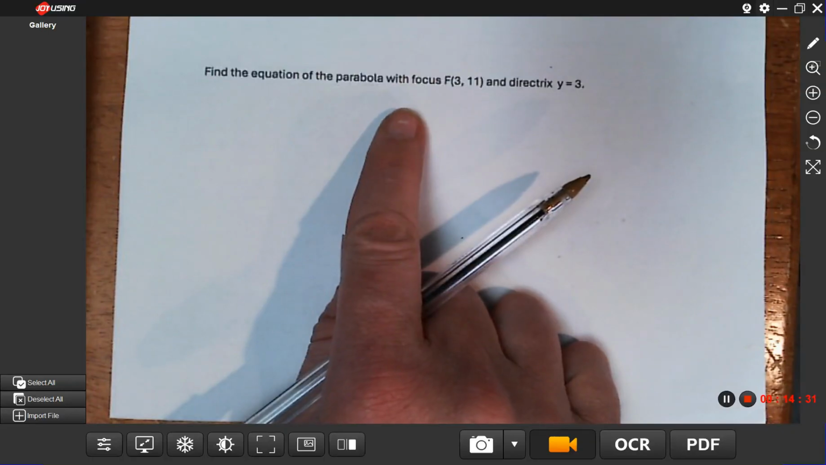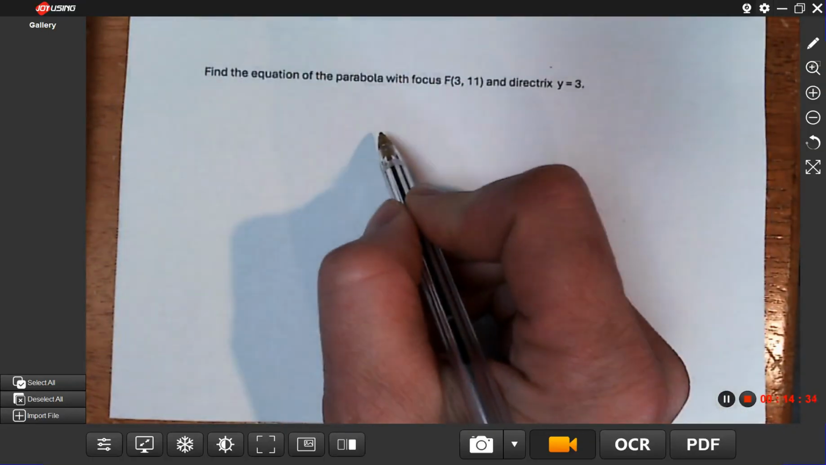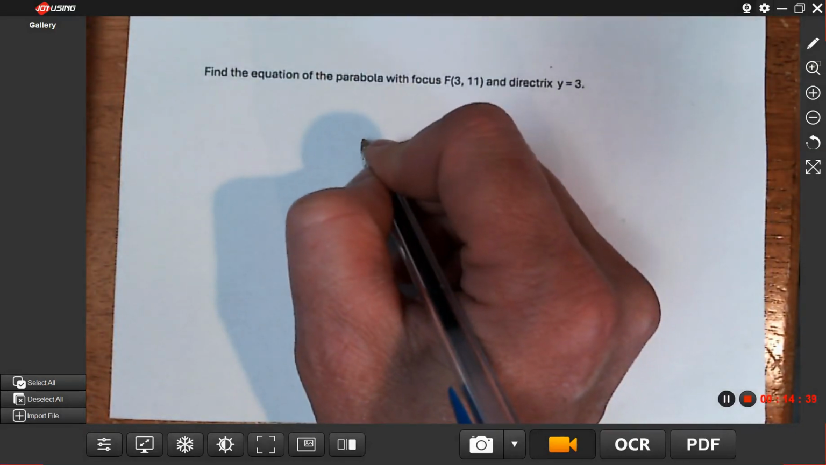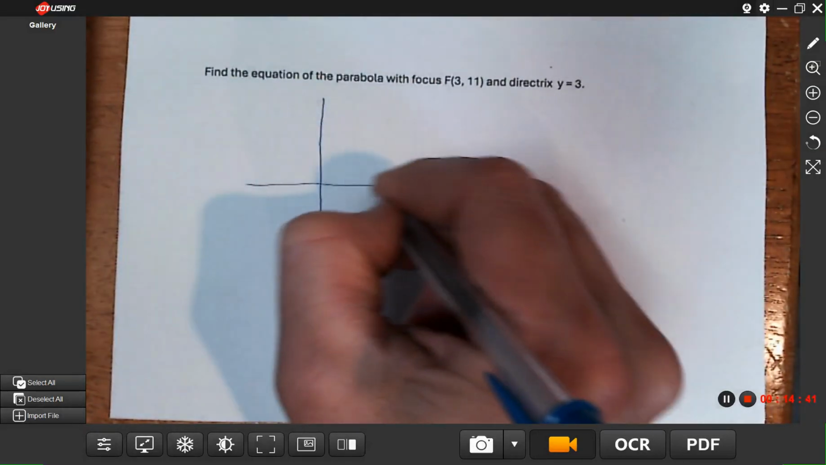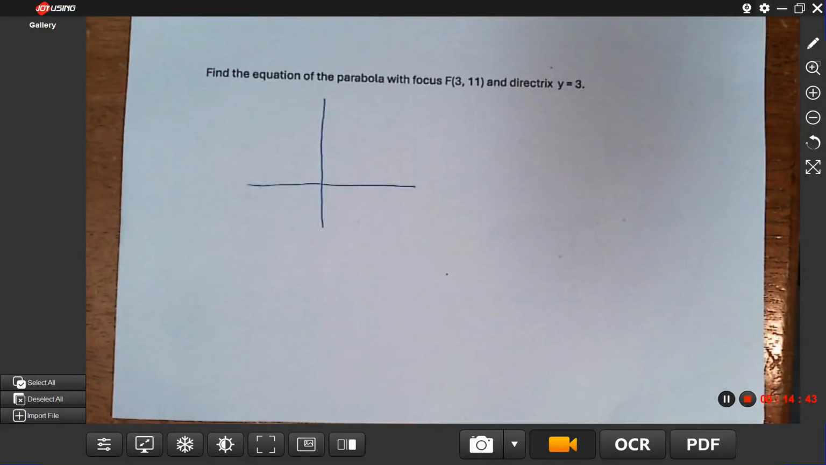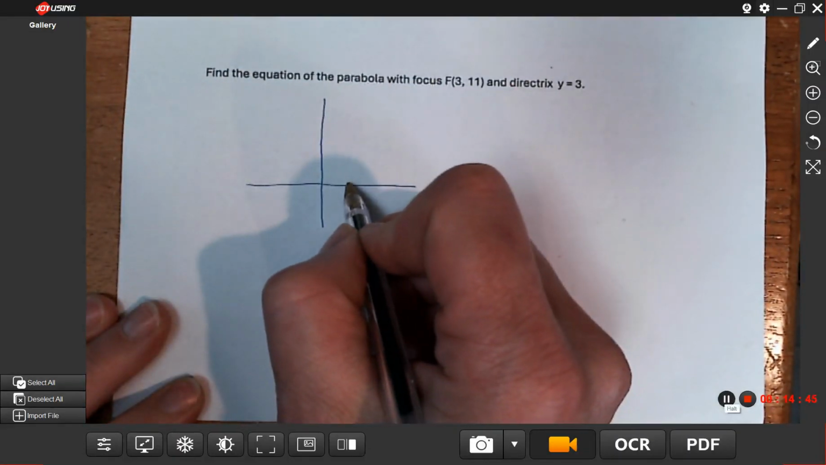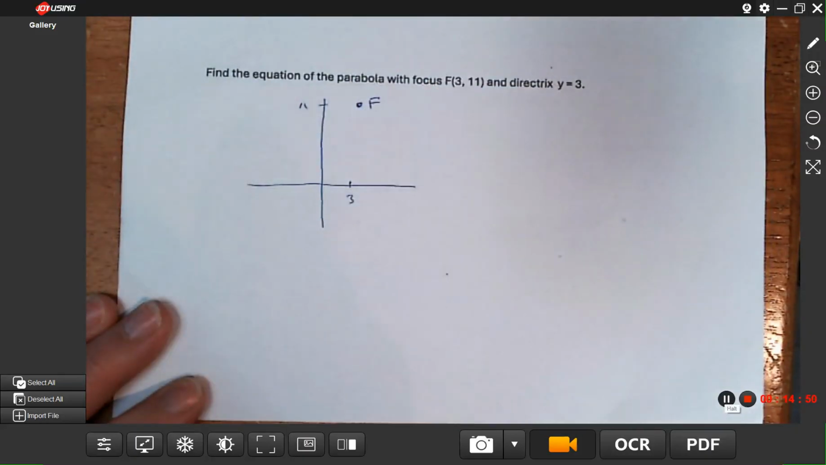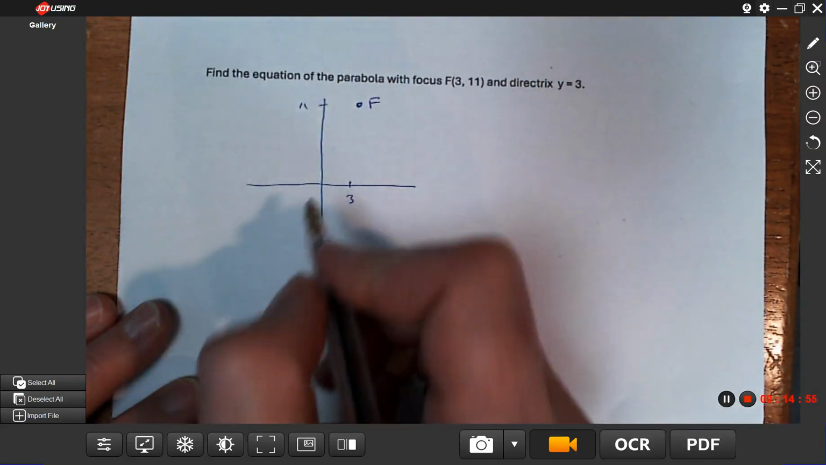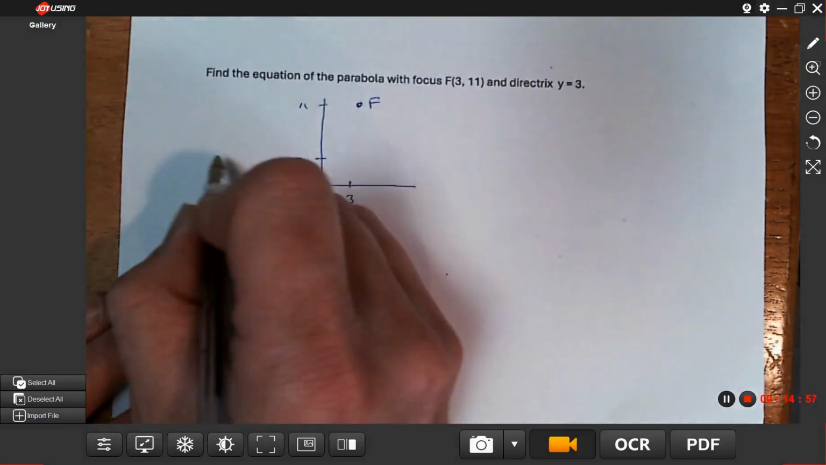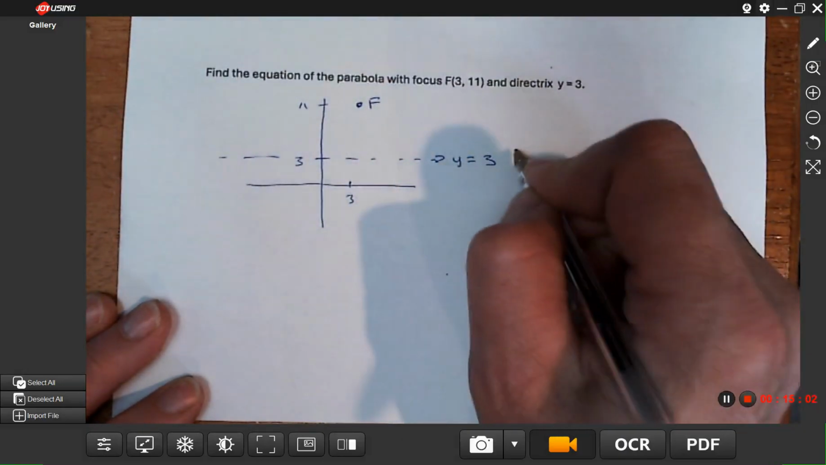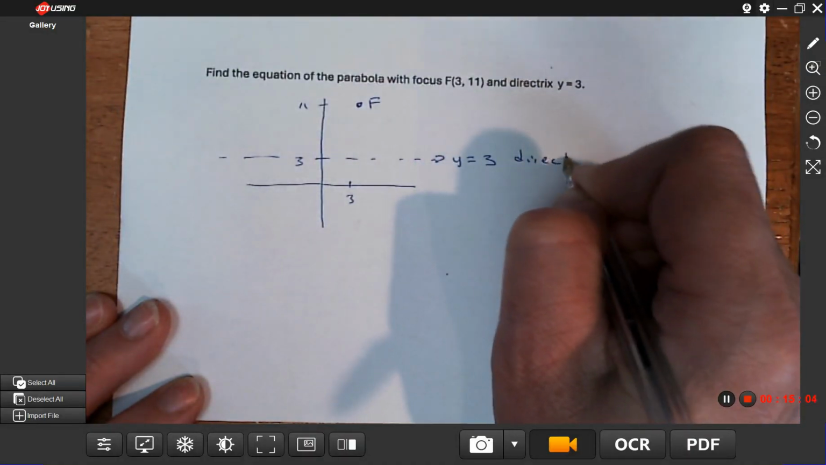All right, so I personally am a visual learner, so I like to draw a super rough diagram of what I know. So I'm going to put the focus in approximately the right place, so (3, 11), just ballpark. So that's the focus, I'll label it with an F, and the directrix is at y equals 3. So y equals 3, so it's horizontal. So y equals 3, that's the directrix.